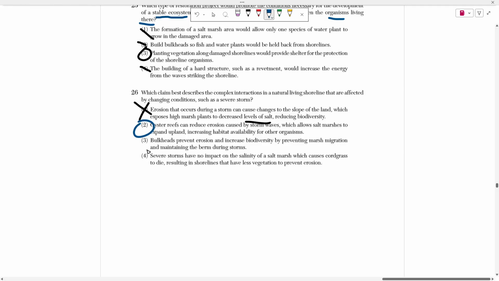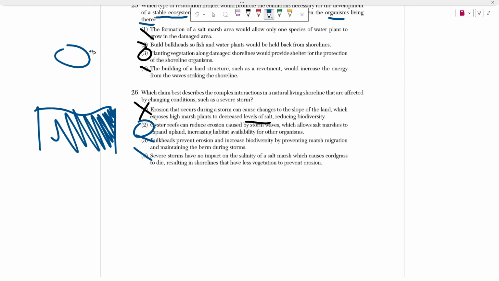Okay. 3, bulkheads prevent erosion and increase biodiversity. That's false, right? Bulkheads don't increase biodiversity because they don't add any extra species to the mix, right? They just add concrete. 4, severe storms have no impact on the salinity. That's false, right? Severe storms will increase the water level, right? Water has salt in it. So if you increase the level of water just by rain, which is what a storm does, you are indirectly increasing the salinity or the exposure to salinity of that environment.